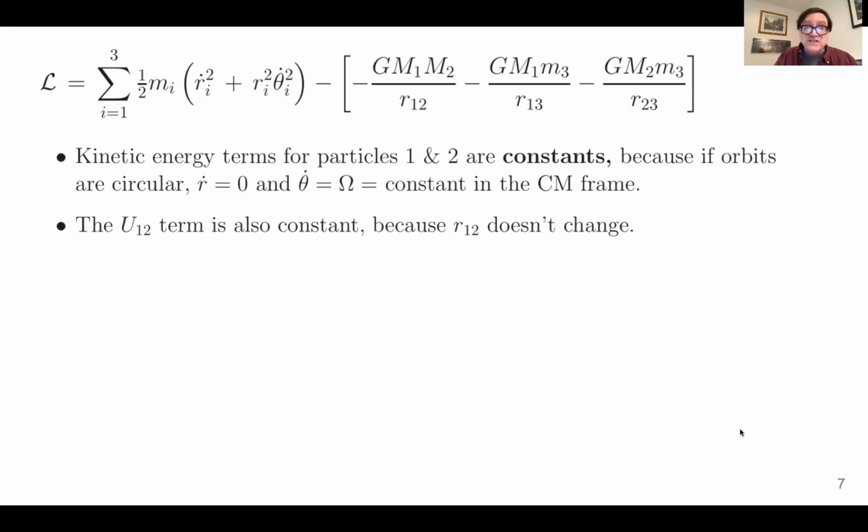Also, the first potential energy term is a constant because it only depends on R12. And again, for a circular orbit, the distance between 1 and 2 is not changing.